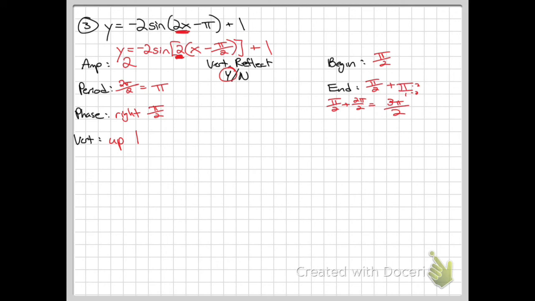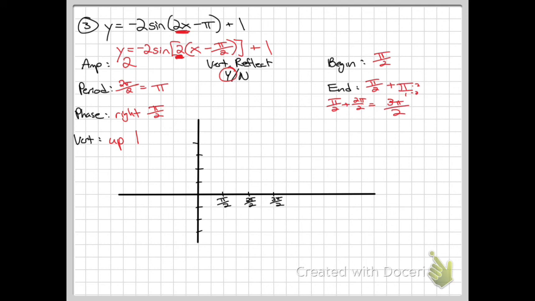So set up some axes. It's counting by 2s. So I only have 3 of them, right? So I'm going to leave a little bit more of a gap. So 2 tick marks, call that pi over 2. 2 more tick marks, call that 2 pi over 2. 2 more tick marks, call that 3 pi over 2. I always have my y-axis count by 1s.